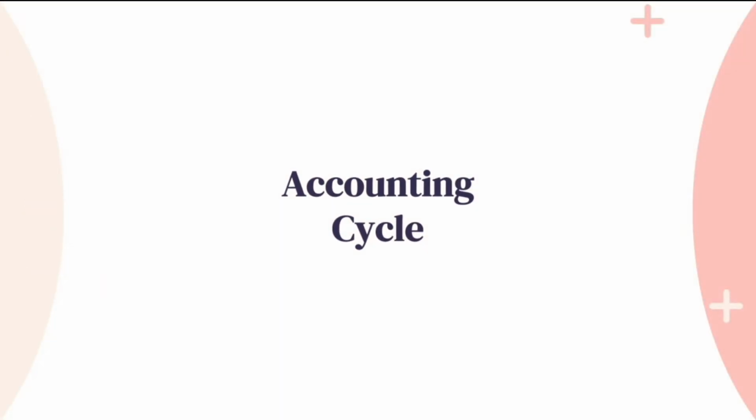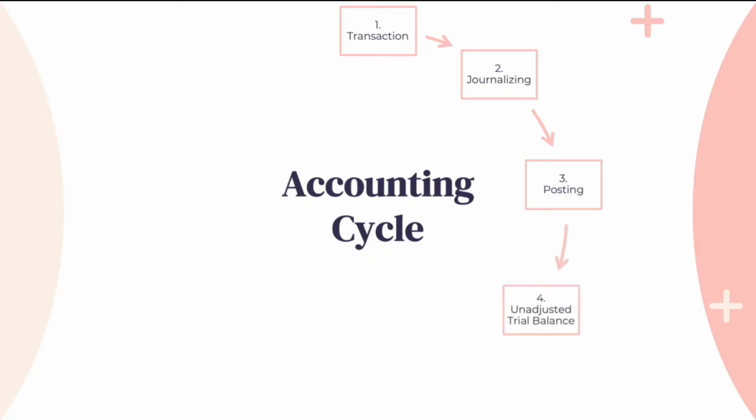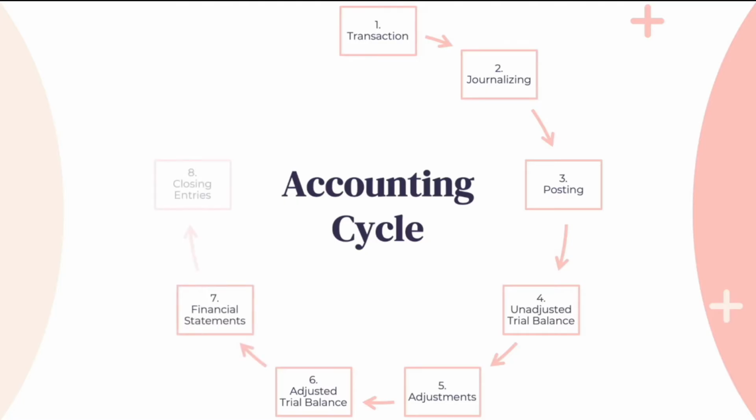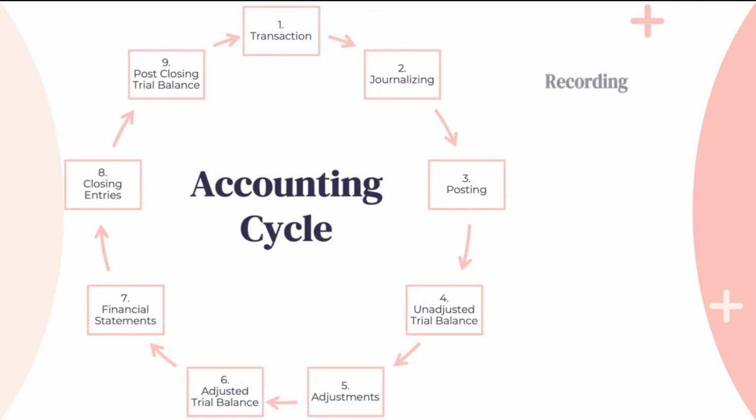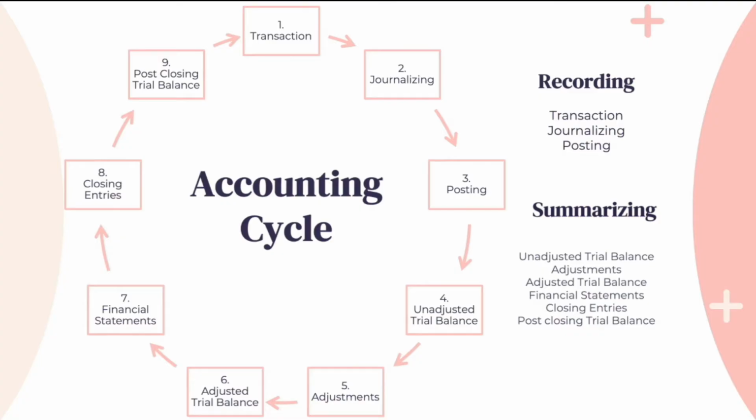So I have here 9 steps in the accounting cycle: transaction, journalizing, posting, unadjusted trial balance, adjustments, adjusted trial balance, financial statements, closing entries, and post-closing trial balance. This accounting cycle is divided into 2 parts. The first part is the recording phase, which is the transaction, journalizing, and posting. On the other hand, we have the summarizing phase that includes unadjusted trial balance to post-closing trial balance.